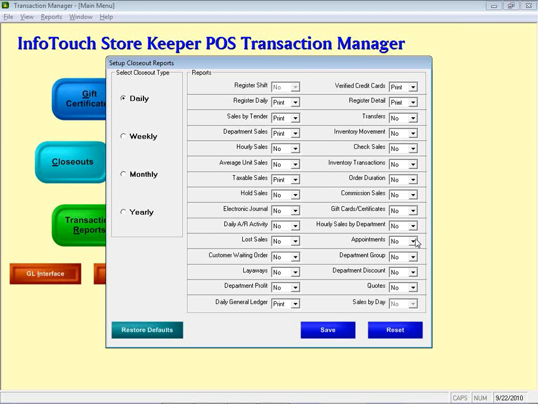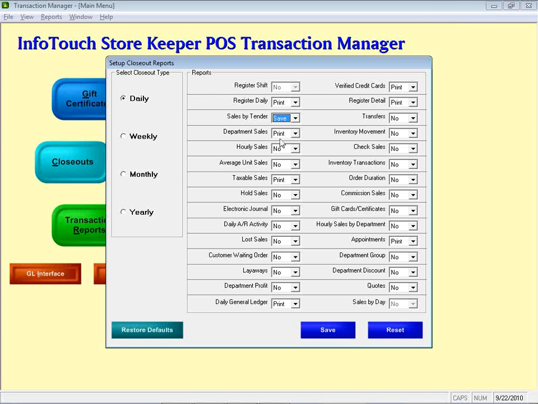If I'm in a salon, I definitely want to print the appointments report so that I get at my closeout a listing by stylist of all the appointments they have tomorrow. So when you come in the store in the morning, you have already a sheet to hand out to each of your stylists of what they're expected to do today. Notice also that each of these reports comes in 3 flavors. I don't want to print it, I want to print it, and I want to save it.